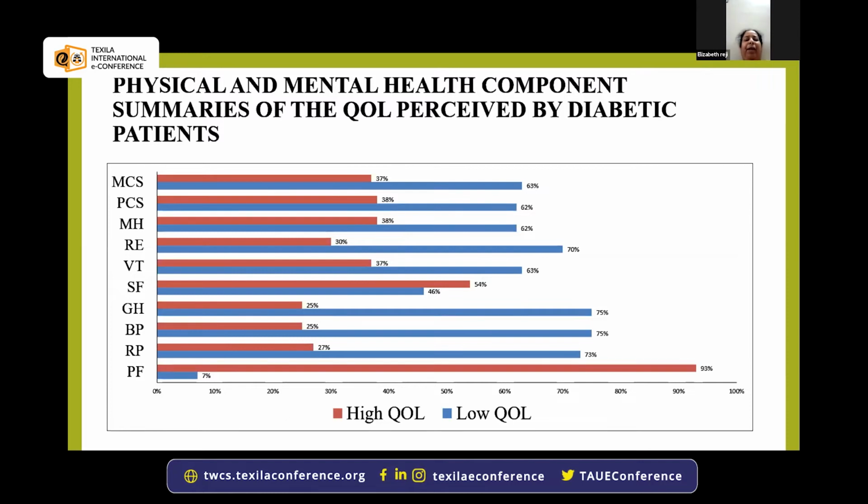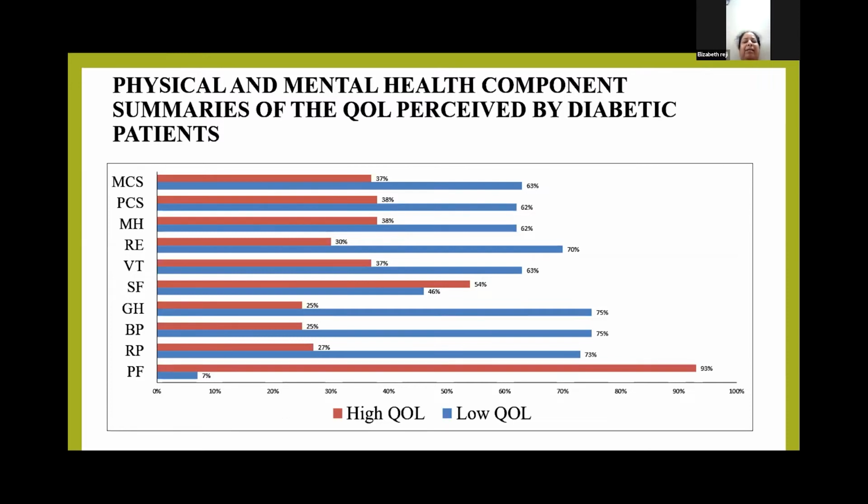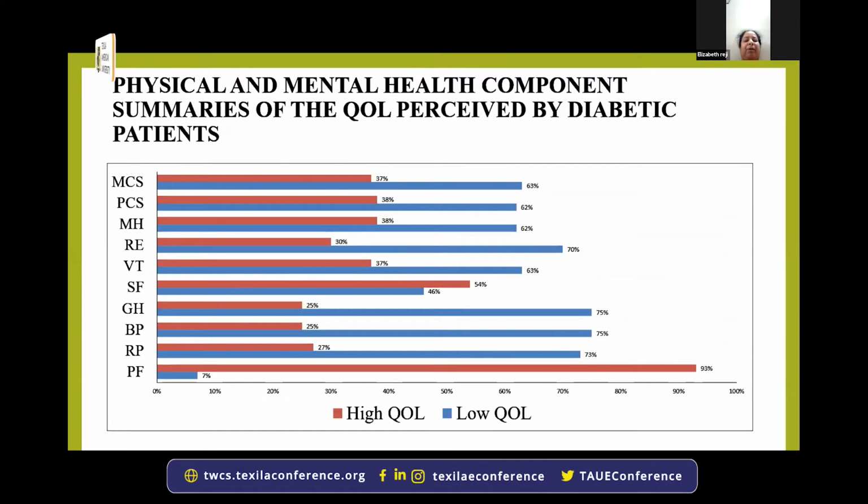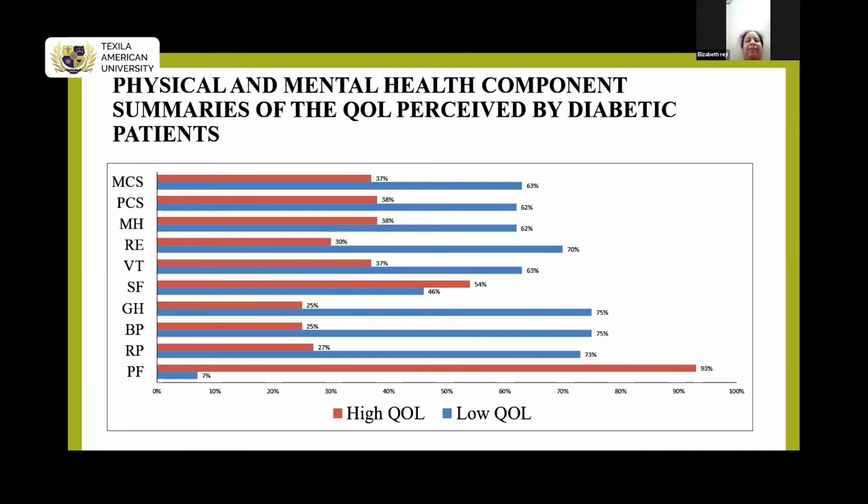This is showing the results. You can see that this figure shows high quality and low quality in each component. The mental health component is the first one you can see on top, and then the physical component summary. Those summarize the individual ones, which you can see on the other side. You can see that physical functioning and social functioning had high quality, which increased the physical component summary. Next slide, please.